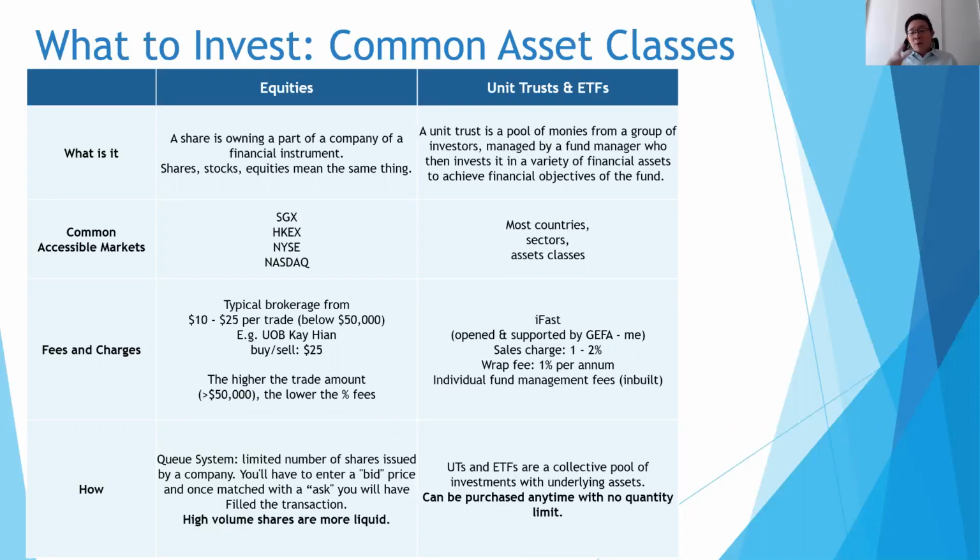So shares are equities by themselves, but unit trusts can have equities as underlying, they can have bonds as underlying, or even commodities as well. Okay, so it's more widespread and gives more access to different markets, right?